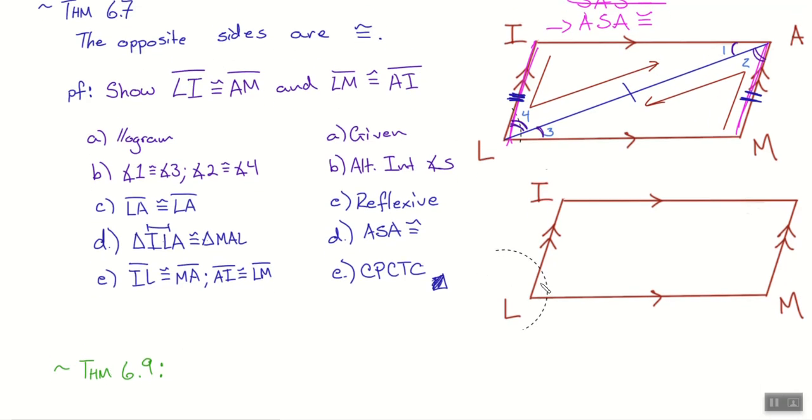This one, what do you think I can say is congruent to L? And sorry, A is up here, right? Why do you think those are congruent? Why would opposite angles be congruent? All we said was opposite sides were.